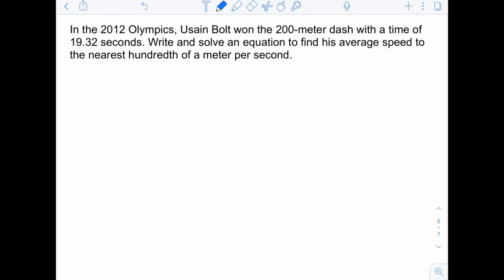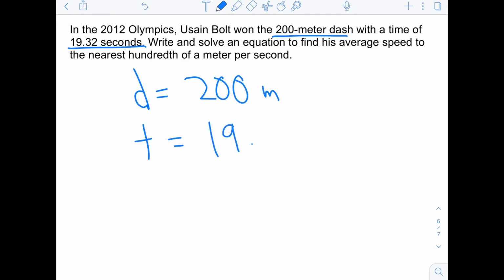In the 2012 Olympics, Usain Bolt won the 200-meter dash with a time of 19.32 seconds. Write and solve an equation to find his average speed to the nearest hundredth of a meter per second. So let's write what we know. We know that the distance he traveled was 200 meters. And we know that the time it took to do that is 19.32 seconds. And we want to find his average speed.